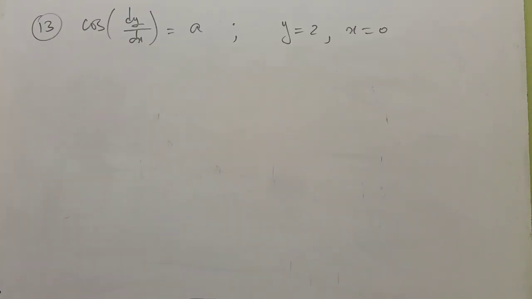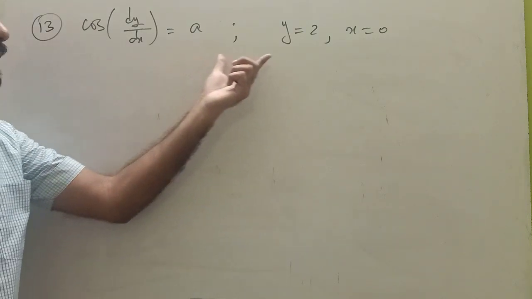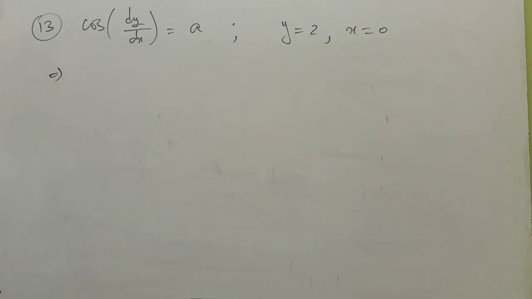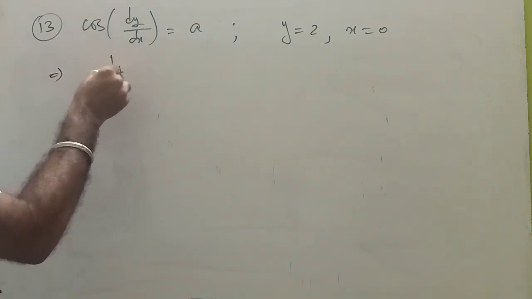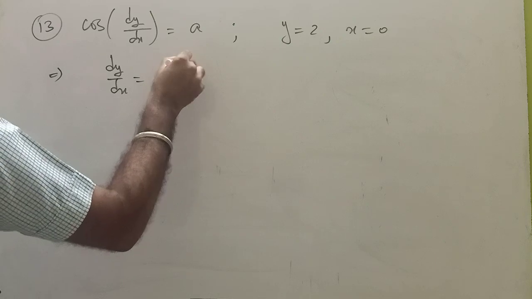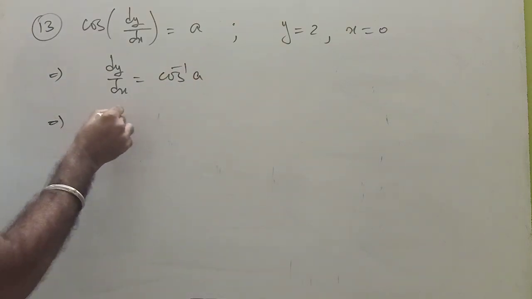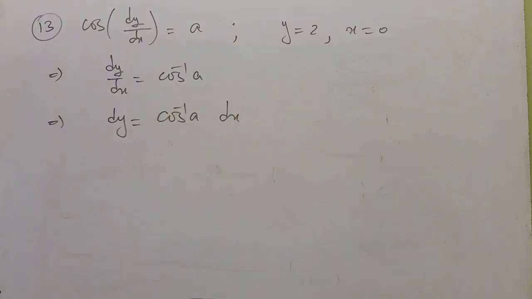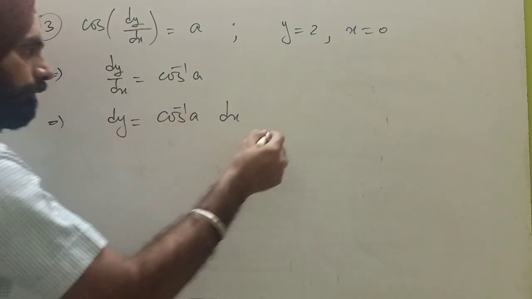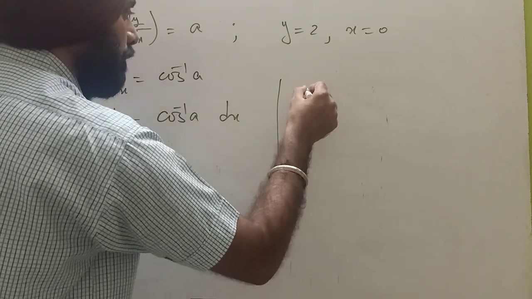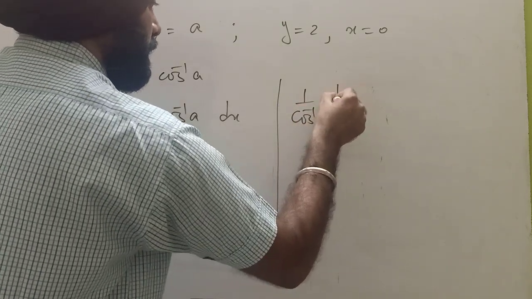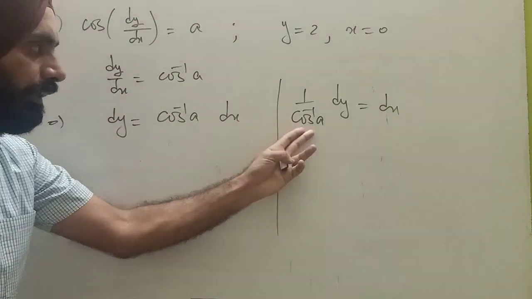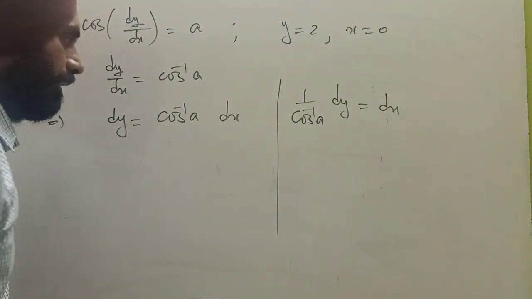Now let us take 13th question. cos(dy/dx) = a, where y = 2 and x = 0. This is the condition. Now separation can be possible if dy/dx = cos inverse a. Now cross multiplying, dy = cos inverse a dx. Now this is a constant quantity. You can solve this question as 1 over cos inverse a dy = dx, or like this. Because it is a constant quantity, it can come in the left hand side or in the right hand side.